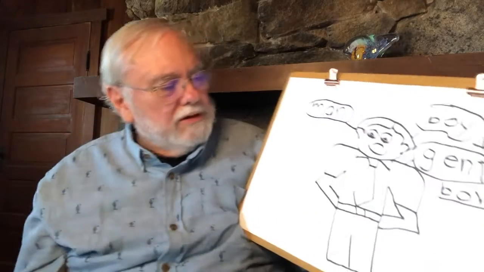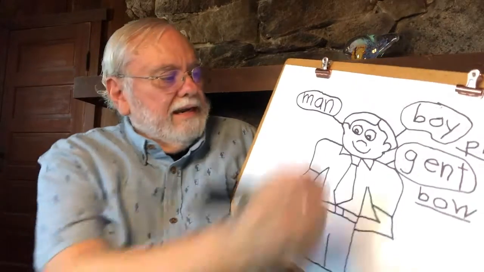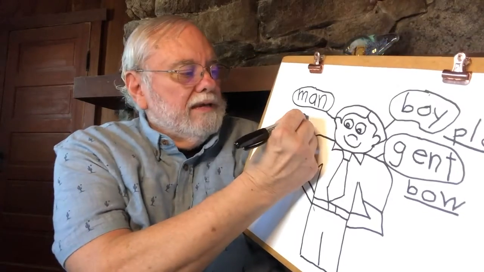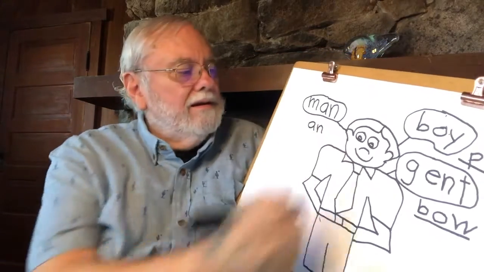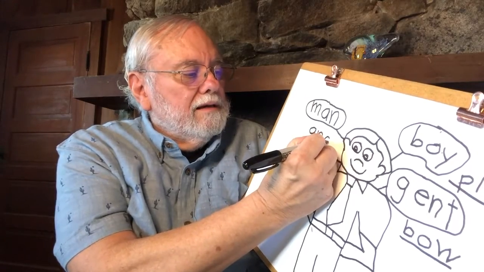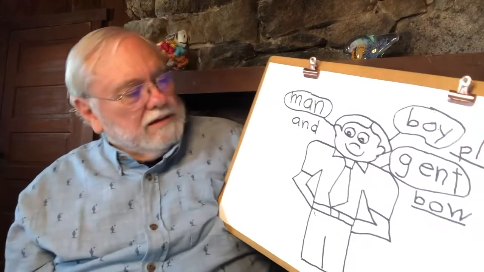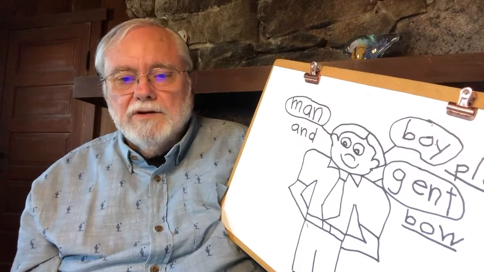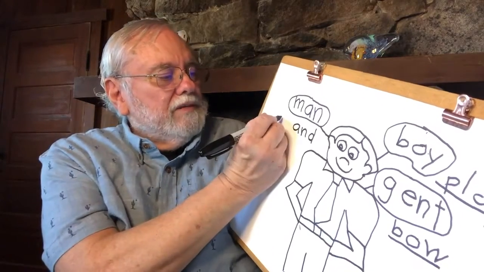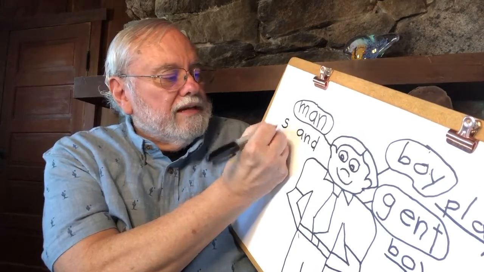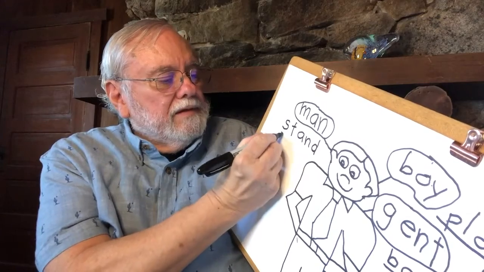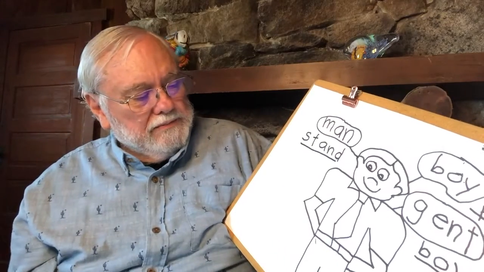Now, let's see. What is this man doing? He can show me A again. A. Show me N again. N. Show me D for dancing. That word says and. What can he do that ends with and? Oh, stand. What's the first sound? S. That's for surfing. What's the next sound? T for tickling. And let's put a line under that word.